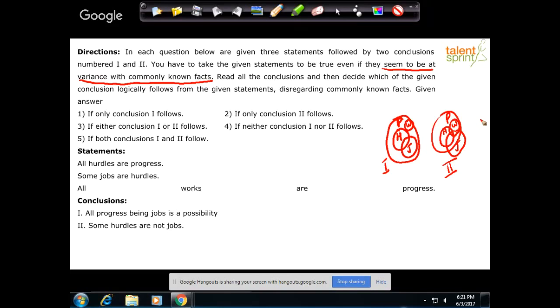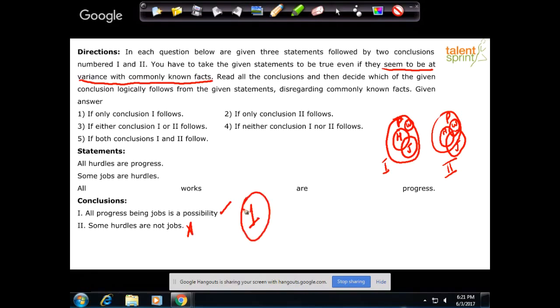All progress being jobs is a possibility. Yes, that is definitely a possibility. Some hurdles are not jobs. Well, this is something that we cannot conclude. Just because they have told us that some jobs are hurdles does not mean that some hurdles are not jobs. Therefore, we will say that only conclusion 1 follows. Therefore, the answer here is 1.